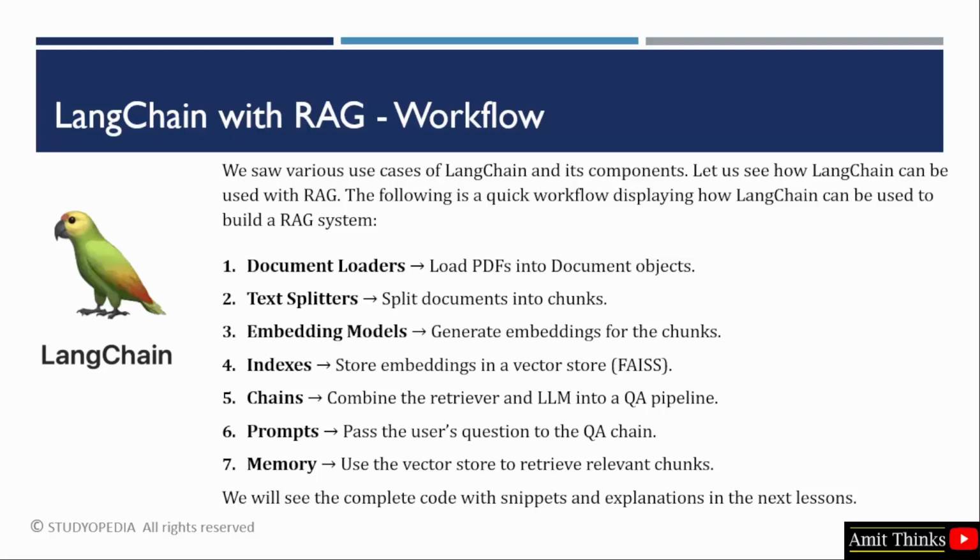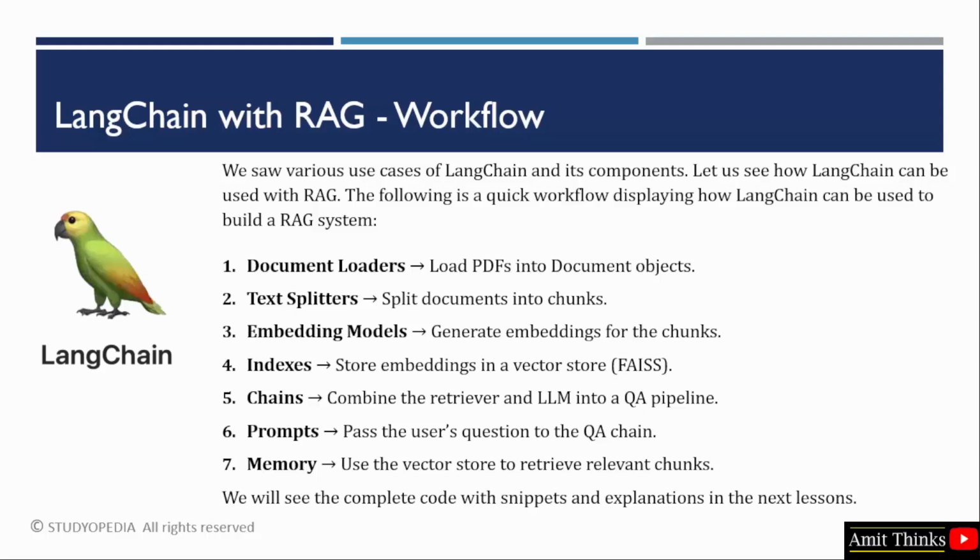Previously, we saw various use cases of LangChain as well as its components. So let us now see a workflow displaying how LangChain can be used to build a RAG system. You can also relate this with the components of LangChain we just discussed. First, we load PDFs into document objects. These are called document loaders. Then the documents are split into chunks, that is text splitters. After that, embeddings are generated for the chunks, that is with the embedding models.